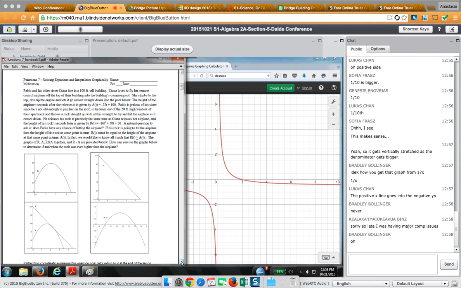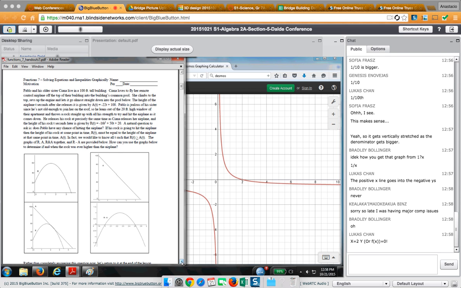Let's read the rest of this because I'm actually starting off with chapter 7. I might spend maybe 2 days in chapter 7. Pablo and his older sister Sienna live in a 100-foot building. Sienna loves to fly her remote control airplane off the top of the building and into the building's common pool. I don't know why you would fly a remote control airplane into your common pool, but whatever. Pablo is jealous.